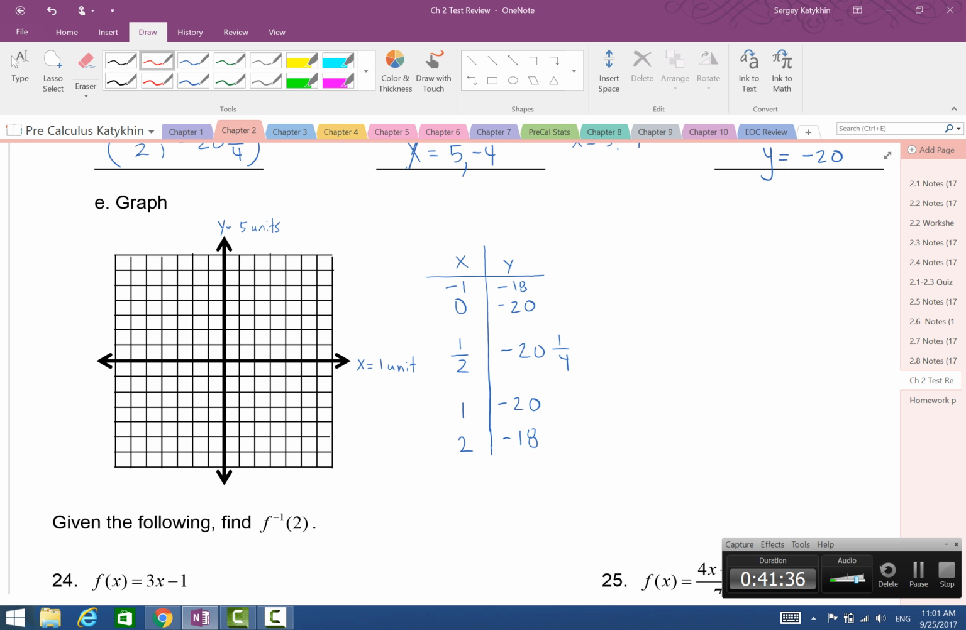So let's go ahead and do that. Vertex is 1/2, so half will be here, and then it's going to be 5, 10, 15, 20, so it's going to be just under the negative 20 there. So I'm going to go ahead and put that negative 20 there. At 0 it's negative 20, and at 1 it's negative 20.